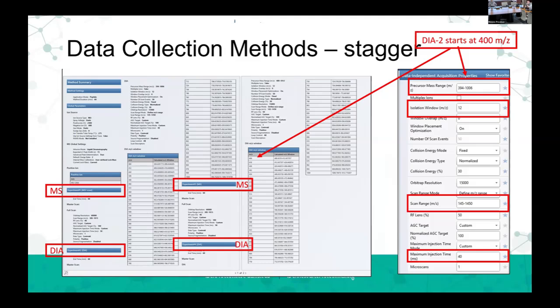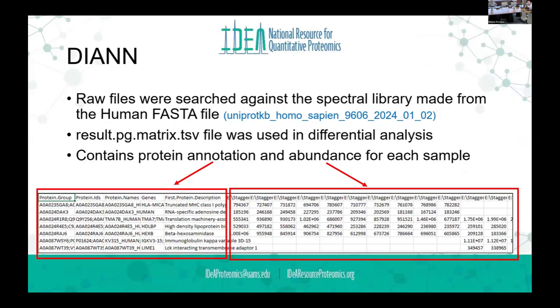But you'll notice the stagger means that, of course, you can't see these numbers because they're so small, but we're starting at 394 is where a window starts for the first experiment. And in the second experiment, the window starts at 400. So it's just offset by about 6 Thomsons there. But other than that, the experiment's pretty much the same.